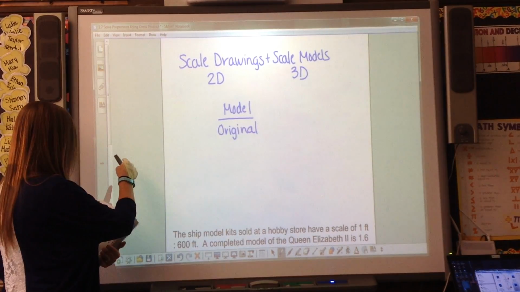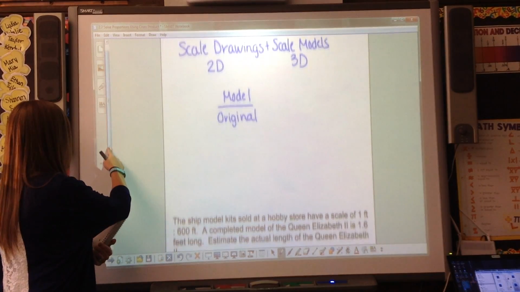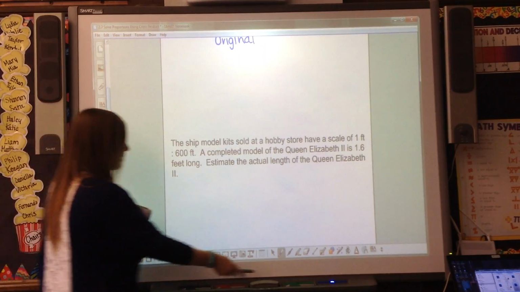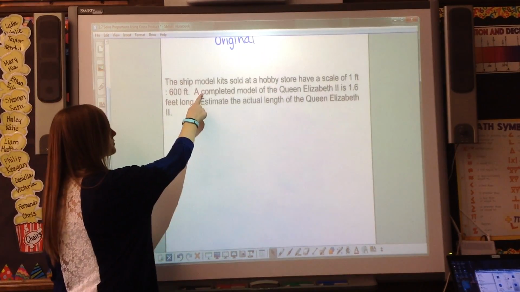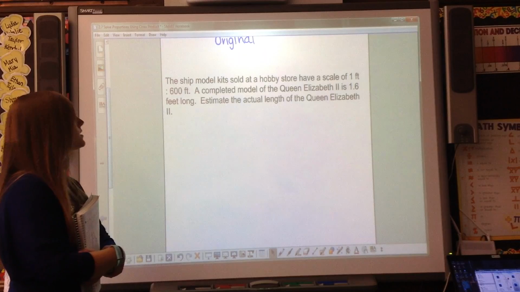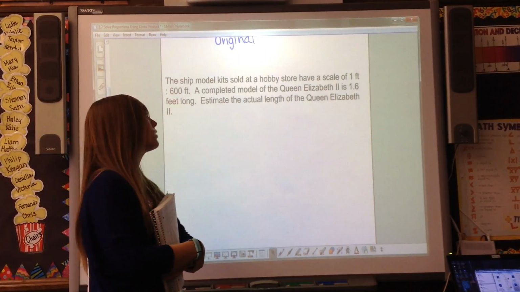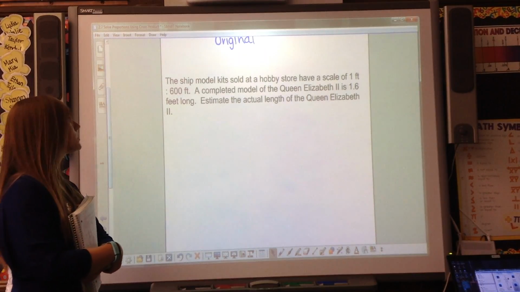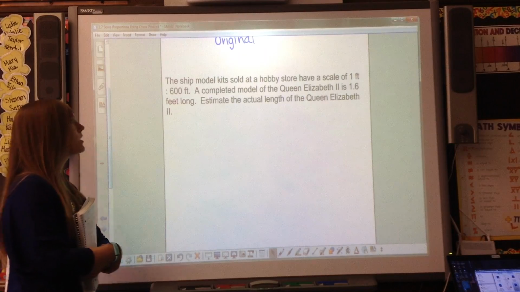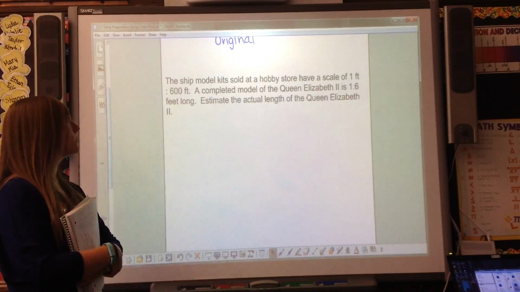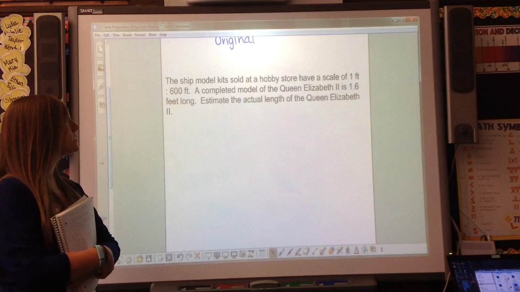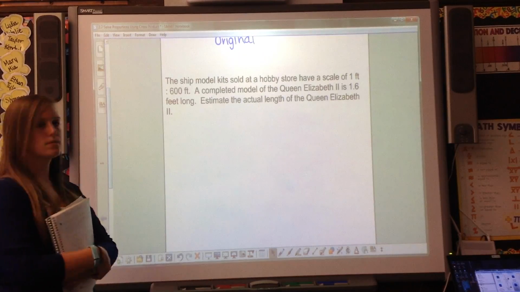Alright, so let's solve this problem. The ship model kit sold at a hobby store on the scale of 1 foot to 600 feet. A completed model of the Queen Elizabeth II is 1.6 feet long. Estimate the actual length of the Queen Elizabeth II.